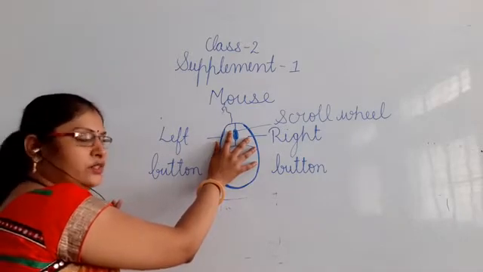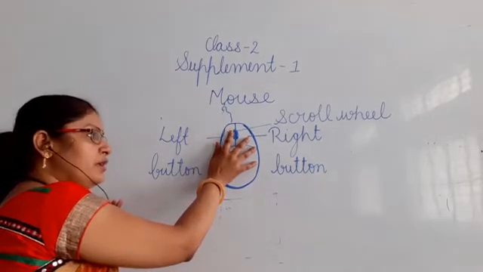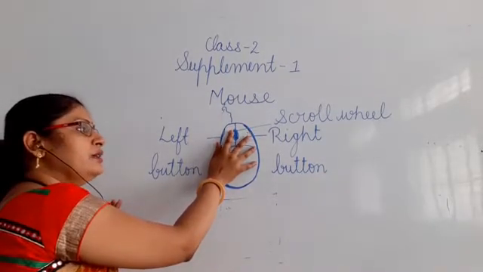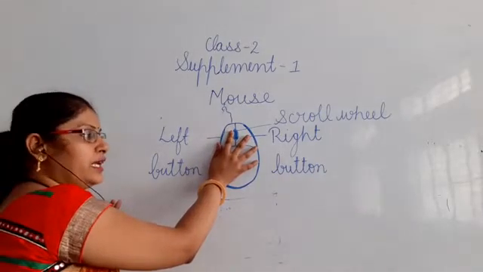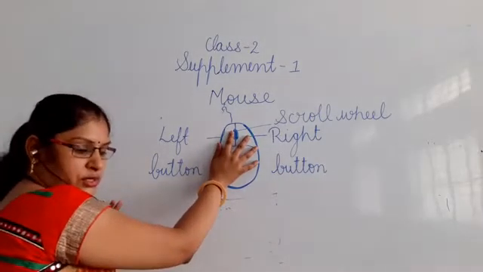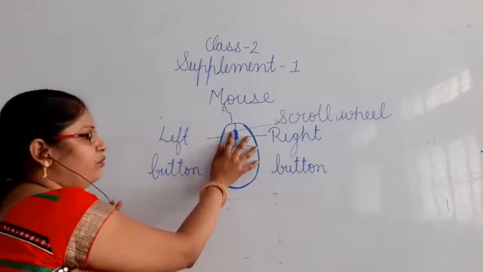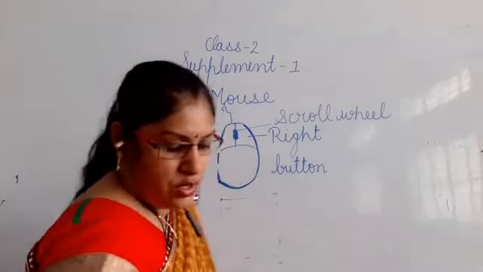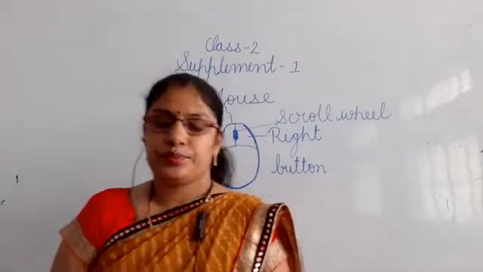Thumb will be on the left side, pointer finger will be on the left button, and middle finger will be on the right button, and the remaining fingers and palm will be kept on the mouse. This is how we will hold the mouse, and the cursor will move according to the pointer on the screen.